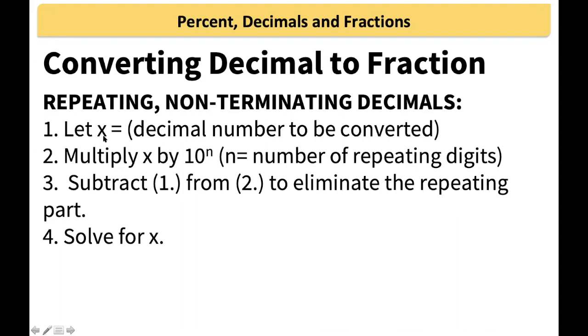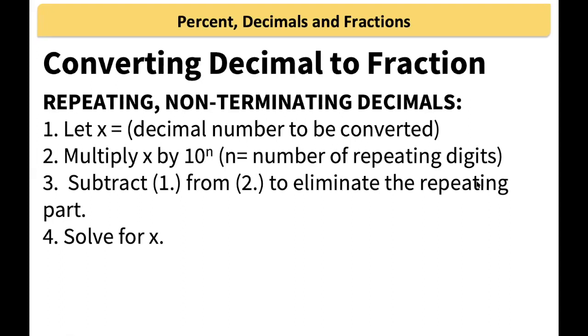So, meron kang second equation, makukuha mo yun by multiplying x by 10 raised to n. Ano yung n? Number of repeating digits. Okay? So, for example, if you have 0.33333, anong repeating digit mo dun? Your repeating digit is number 3. Okay? So, meron ka lang isang repeating digit. So, 10 raised to n, that would be 10 raised to 1 or equal to 10. Ganun lang yun.